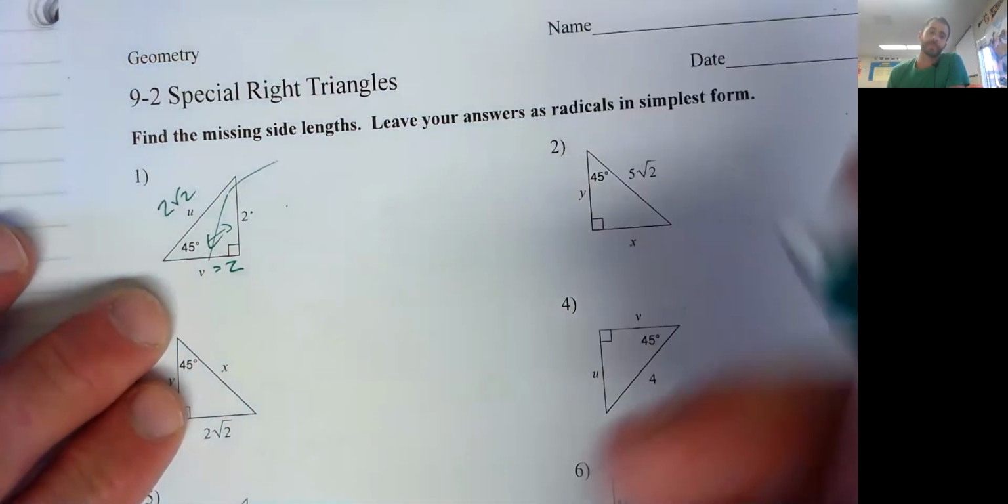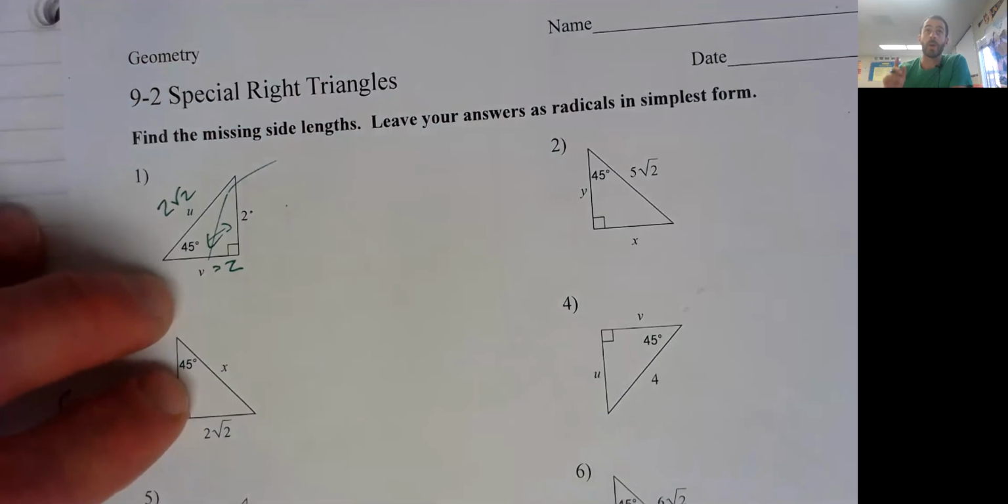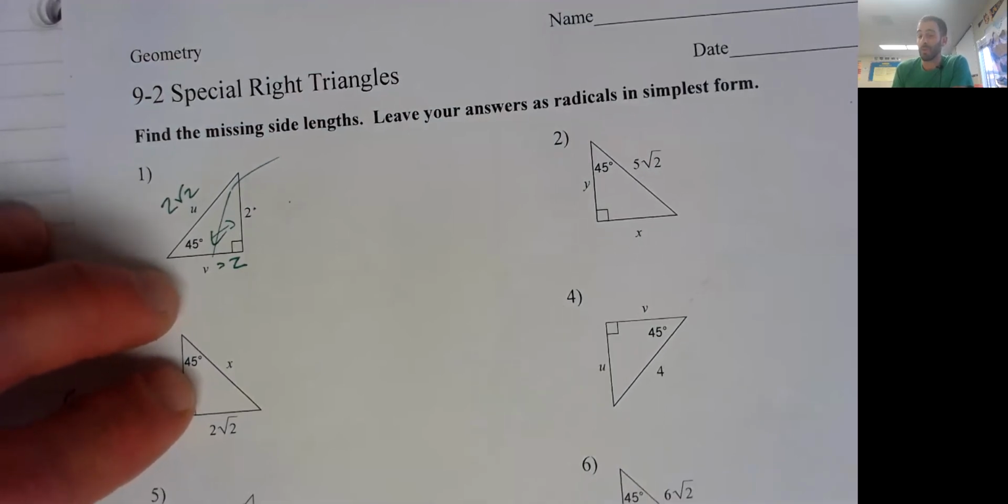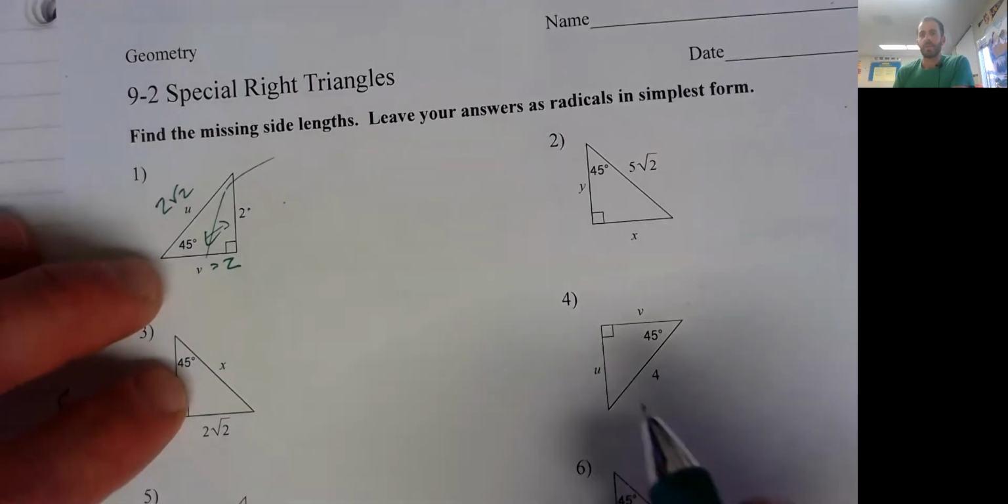X, x rad 2. X rad 2. 3, 4, 5, 5, 12, 13, 7, 24, 25, 8, 15, 17, 9, 40, 41, x rad 2, x rad 3, 2x. All right. Even I need to take a deep breath from that.